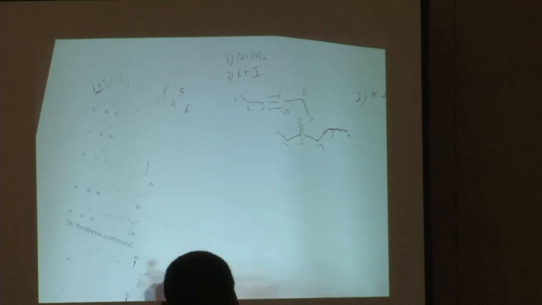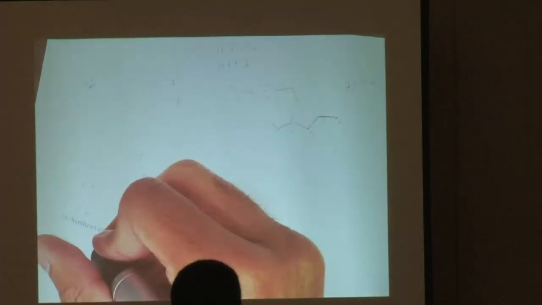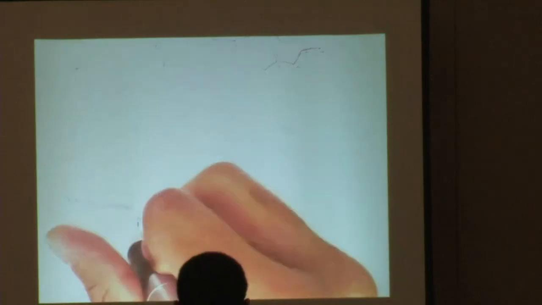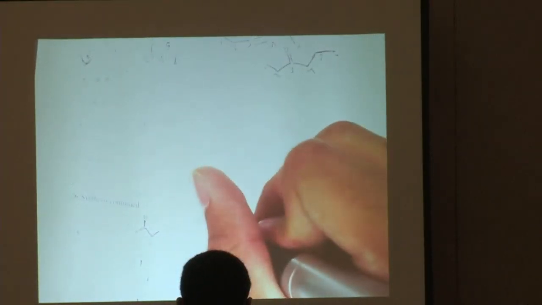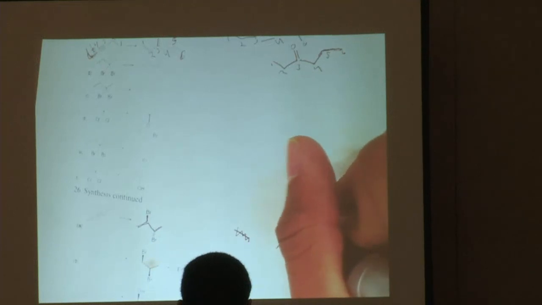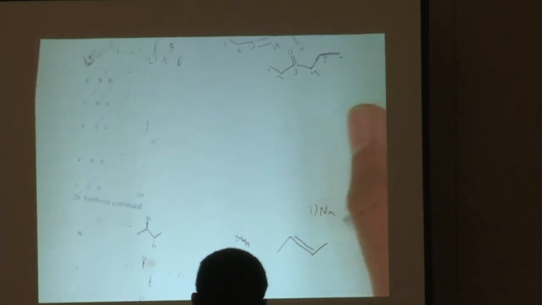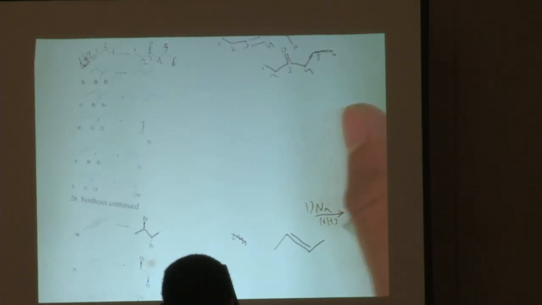I'll just do one of these ones because these ones are a little bit different. The first step you want to do for this one is liquid ammonia for 26A. Because you see that it wants to be trans, because looking at this configuration, it went like that. So that'll turn it into a trans alkene for the first step, so Na, NH3(l).